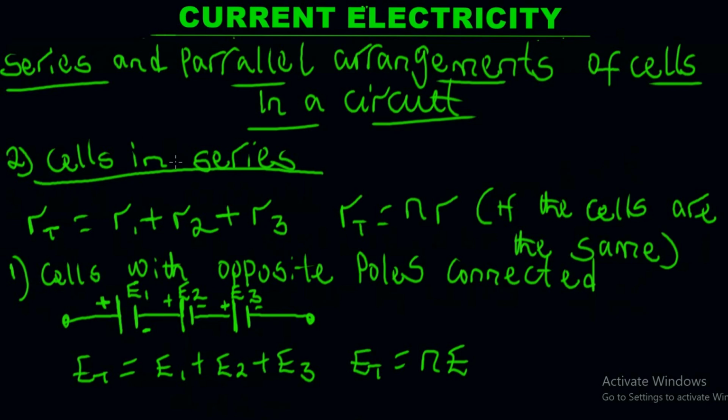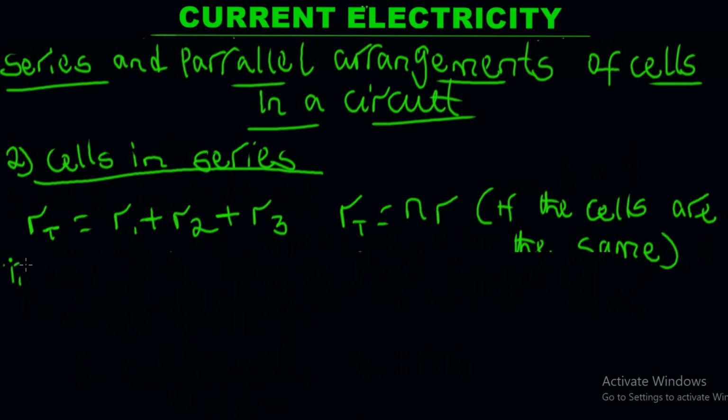So let's talk about when these cells with similar poles are connected. Arrangement number 2.